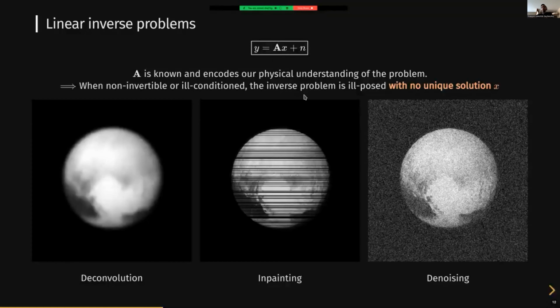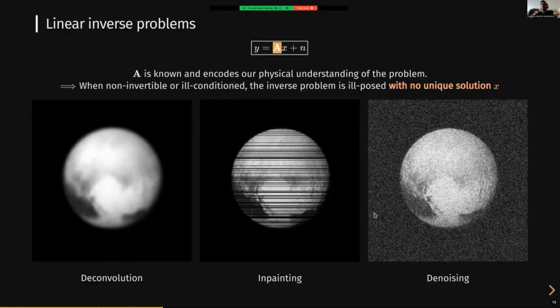Here are a few visual illustrations of examples of inverse problems that you can find very easily in astronomy. The first one might be deconvolution, where let's say you have a blurry instrument and you lose some of the small scale details in your image. Or you might be missing some part of the data, a task called inpainting. Or you might have a lot of noise on your signal. In this case you have no A, it's just noise, and you are interested in recovering the underlying signal, the underlying image of this planet here.